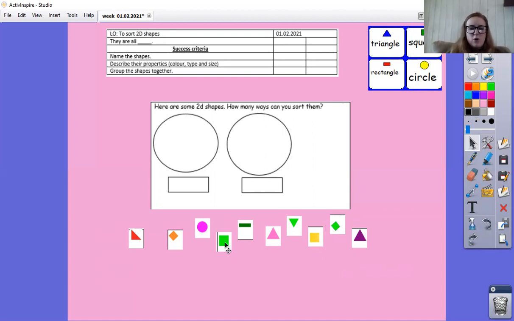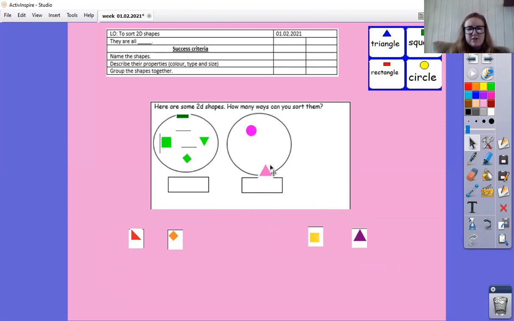Well, I know I could put all the green shapes in this group here, and I could put all my pink shapes in here. And I've sorted into 2 groups. So I've got green and pink. Fantastic. How else could I sort these shapes?